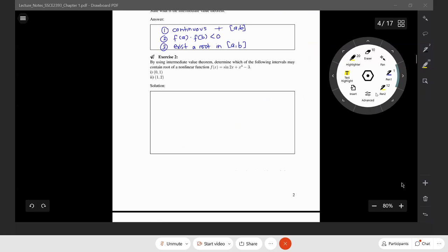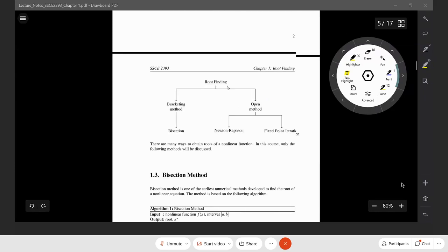For number 2, f(1) is negative and f(2) is 4 point something, which is positive. So when you multiply, we get a negative value. So you conclude there's a root in 1 and 2. So for exercise 2, the answer is 1 and 2; the root is in 1 and 2. So that's on the IVT.